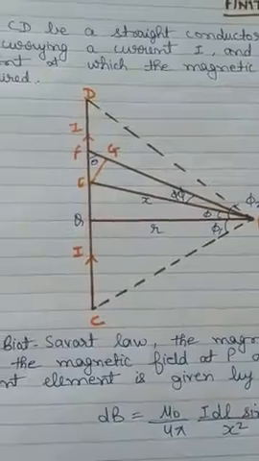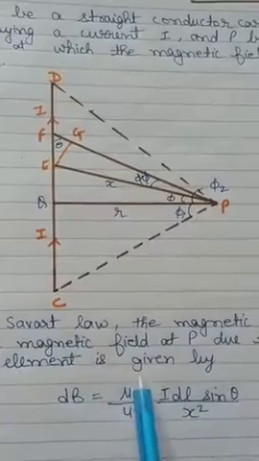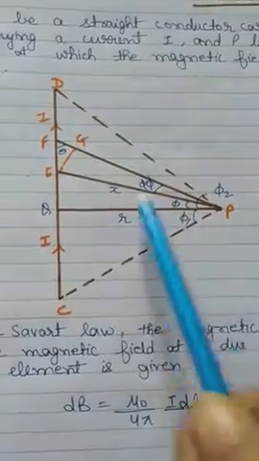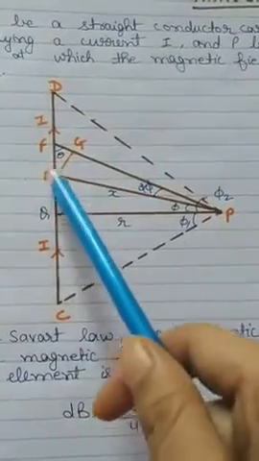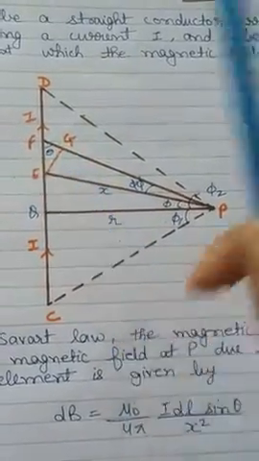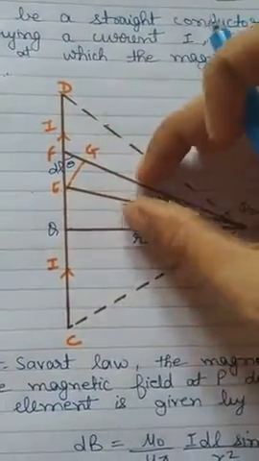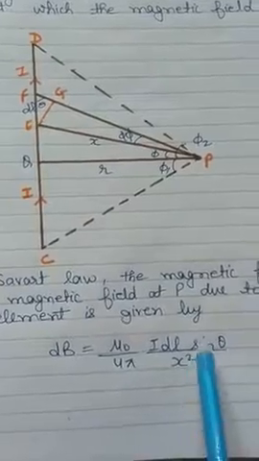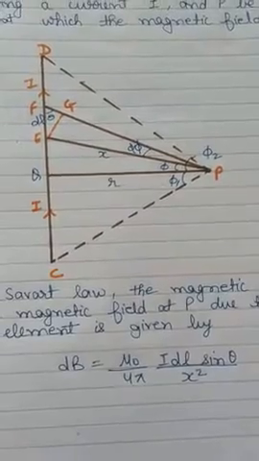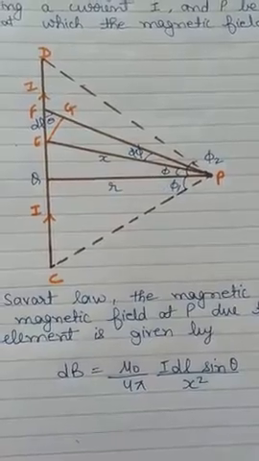Clear? Now we'll use the Biot-Savart law to write the value of the magnetic field. We know that dB is equal to mu naught by 4 pi, I dl sine theta. The distance of this current element from point P is taken as x. This distance EP and FP will also be almost equal if dl is very small, and actually it is very small, so they will be the same. So here in place of R we have x squared. The Biot-Savart formula you know is dB equals mu naught by 4 pi, I dl sine theta by R square.